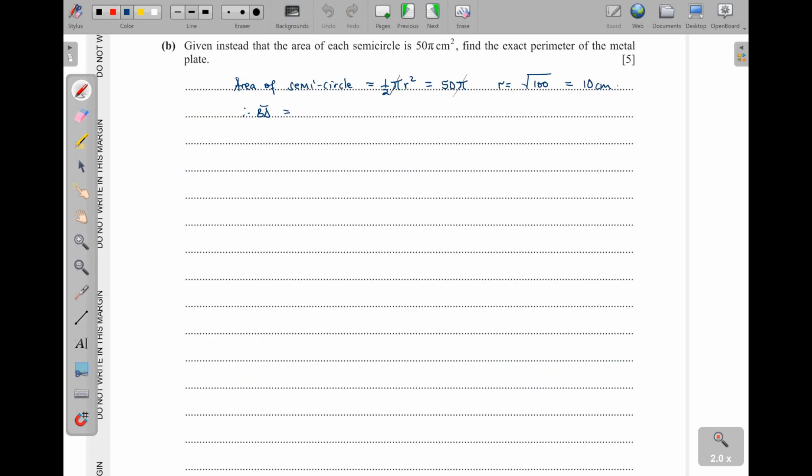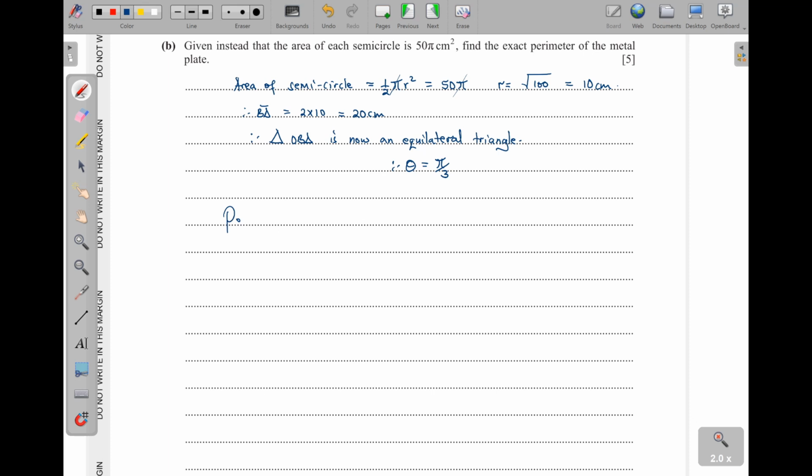We shall say BD is now going to be equal to 2 times 10, which is equal to 20 centimeters. Okay, so meaning that triangle OBD we have seen is now an equilateral triangle. So therefore, theta is going to be equal to 60 degrees, which is pi over 3. Now we need to find the perimeter of the metal plate.